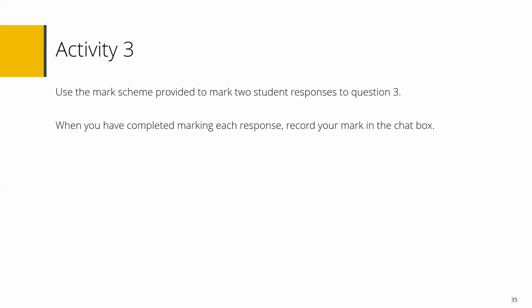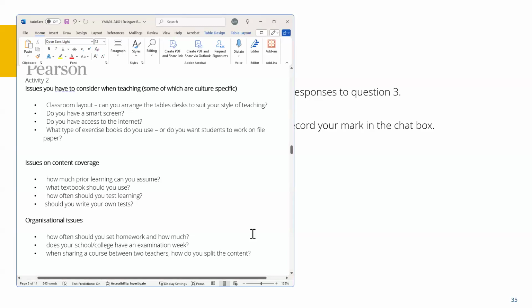What I would advise here is, if you haven't seen that question, maybe actually solve it yourselves first to see the model answer and what to expect from your students. And then mark it, and then leave the chat for now. I'll tell you when to give me some feedback from that. So if I bring back the delegates booklet again, it's this one here.